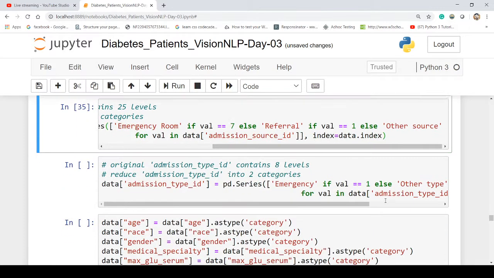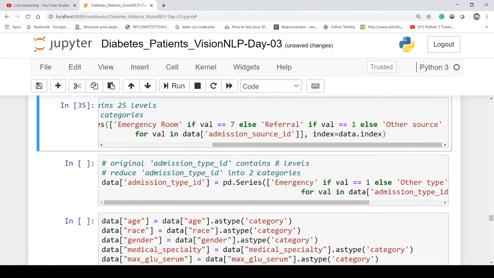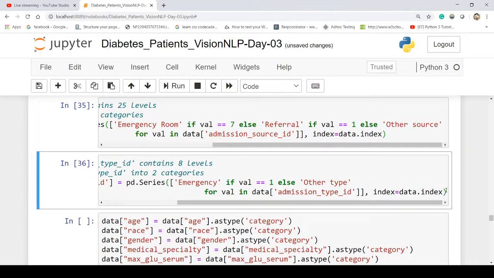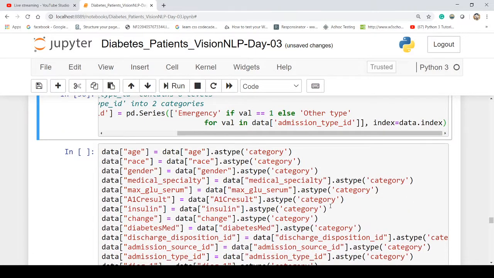So it is very easy. You can just play around with it. It has around 8 levels, and I'm categorizing them into 2 levels. One is emergency, one is other type. So now this is the important thing.